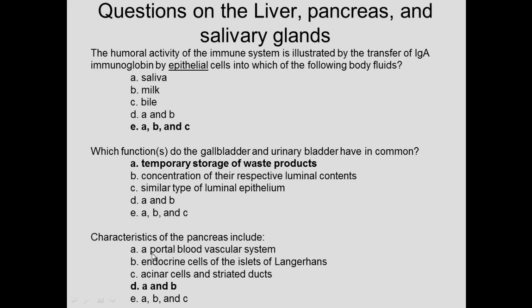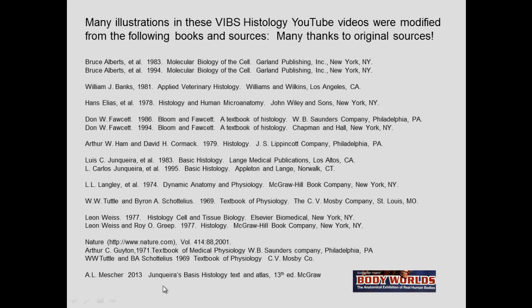Characteristics of the pancreas include a portal blood vascular system. Yes, between the islet cells and the pancreatic acinar cells, there's a portal system. Also, the endocrine cells are in the islets of Langerhans. Yes. The acinar cells and striated duct? No, there's no striated duct in the pancreas. The function of the striated duct is in the salivary gland, to make a hypotonic solution. You don't need a hypotonic solution in the pancreas. Everything is isotonic, so the answer is D.